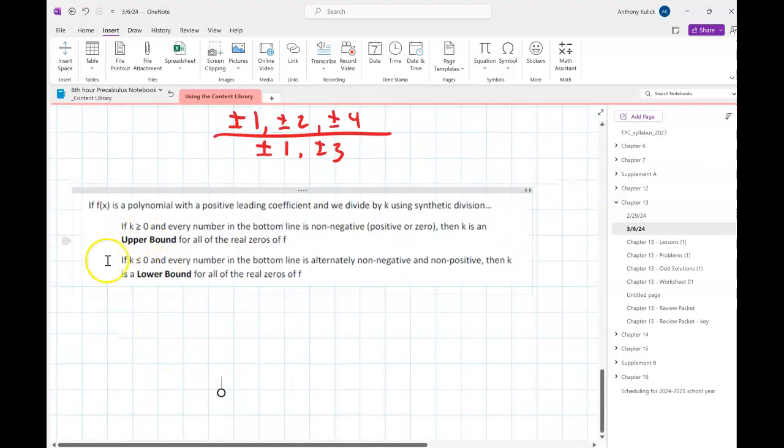And then if k is negative and every number on the bottom line alternates from non-negative to non-positive, then k is a lower bound. So everything less than k I could cross off that list.